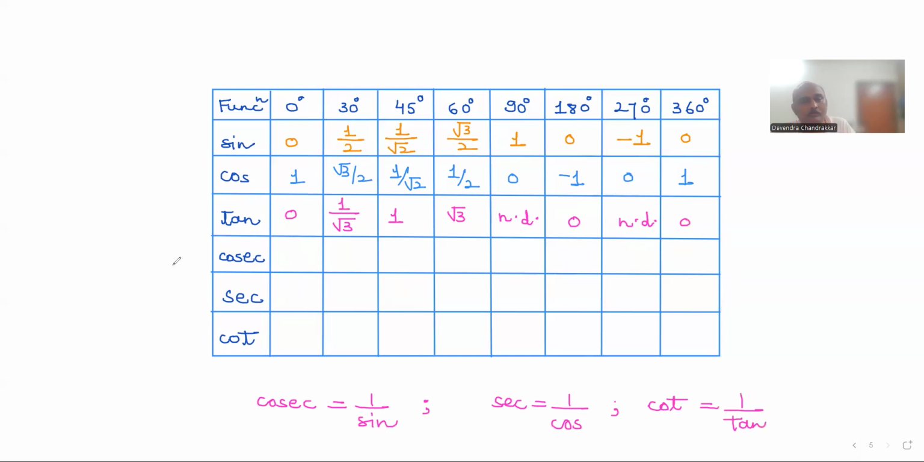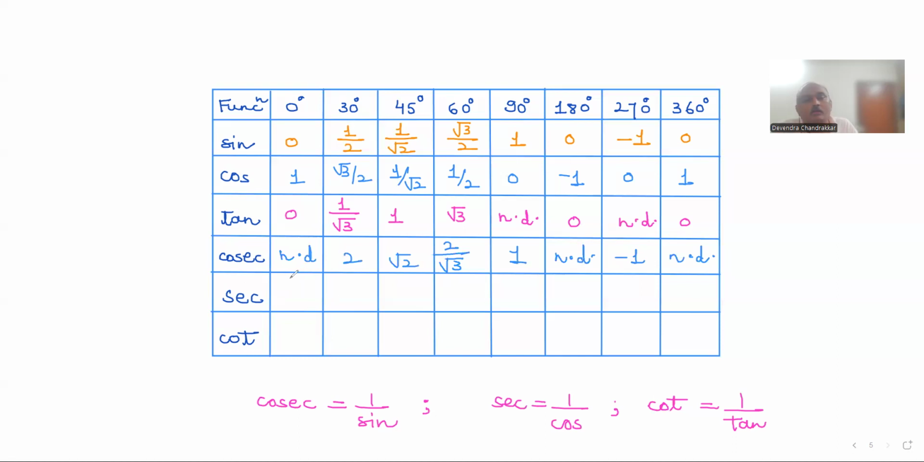How to do it? Very simple. Go ahead with this. Cosec 0 is 1 upon sine 0, 1 upon 0. So this is not defined. This is 2. This is root 2. This is 2 by root 3. This is 1. This is not defined. This is minus 1. This is not defined again. I hope this is clear to all of you. Then comes the next part.